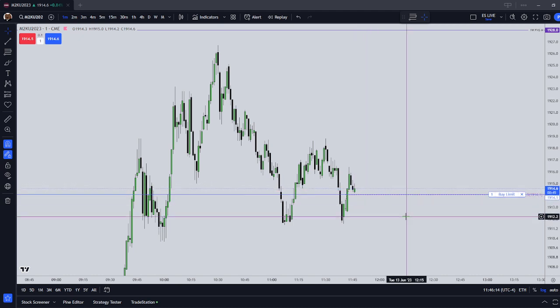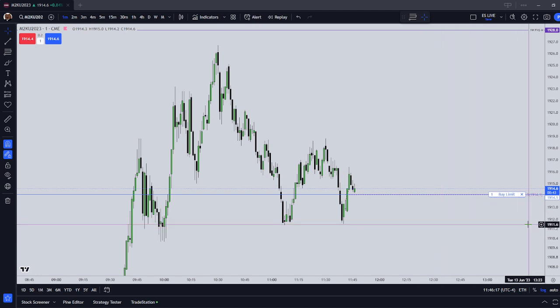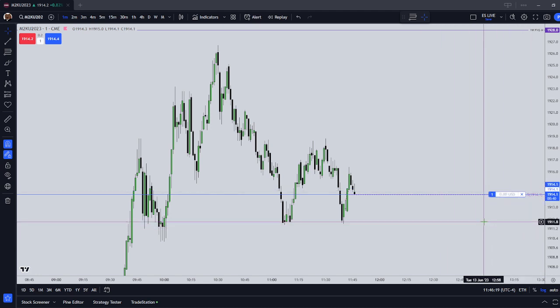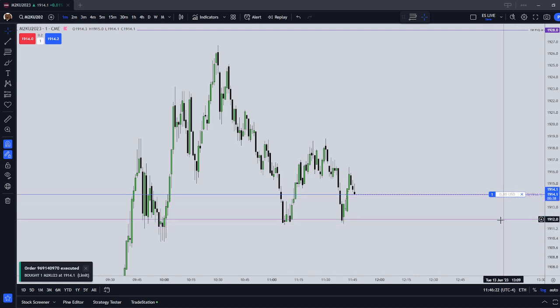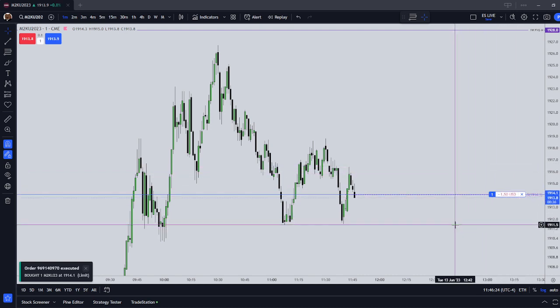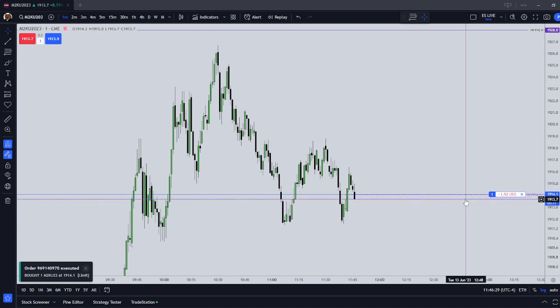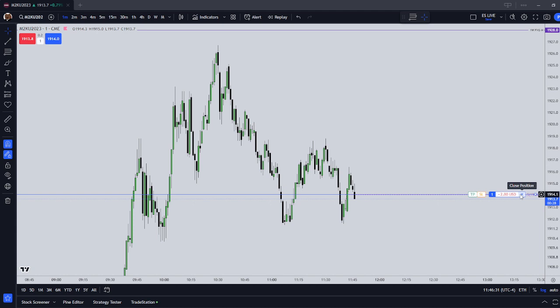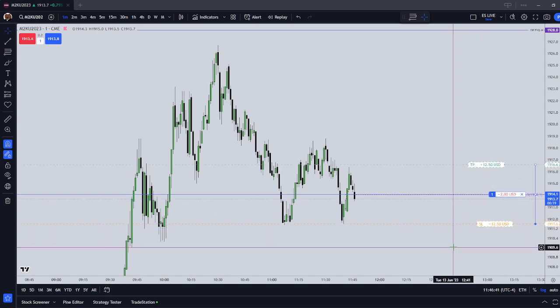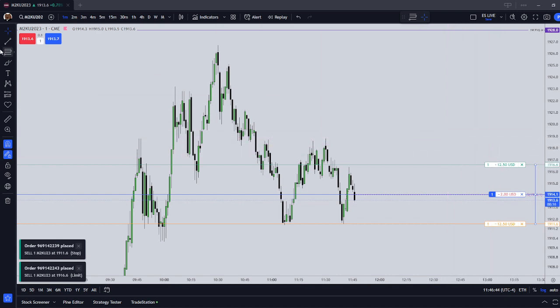See if it wants to come down and fill us. Long. We're filled. Okay, let's see if it wants to fully fill this gap. It does. So we're going to get out of this trade if it wants to go much lower. But I think we're building up the topside book.